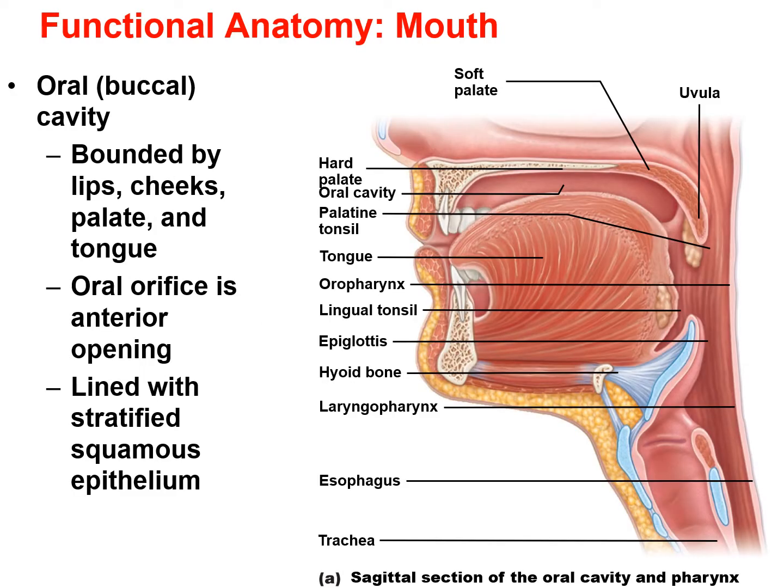Now we're going to look closer at the components of both the alimentary canal and then accessory digestive organs. We're going to start at the beginning and work our way through the digestive system to the end. So the first region we have to talk about is the mouth and the oral cavity.